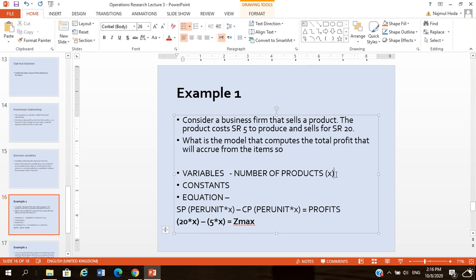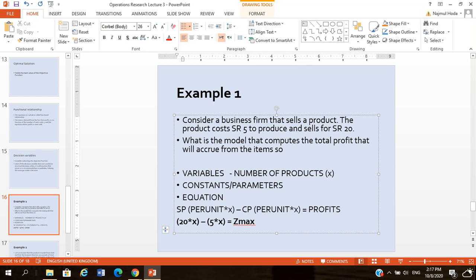So, all of you understood in this problem what are the constants or parameters. The other name for constant is parameters. You do not have to calculate constants, the company will give you, or in the problems that we will solve, we will get the constants. You understand the equation. So, tell me what is the other, more technical name of the equation? 20x minus 5x is equal to Z.